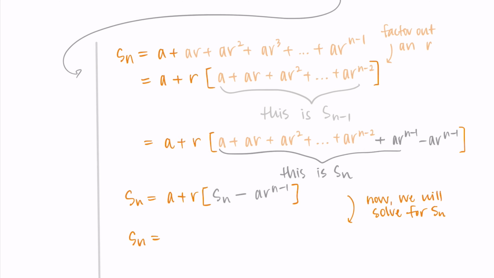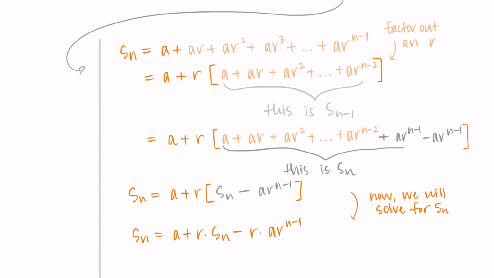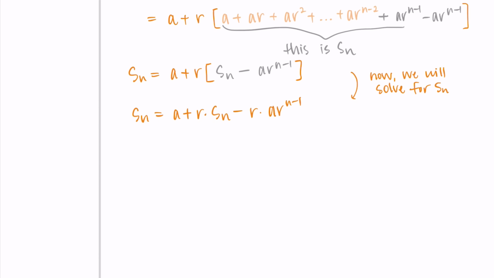So let's distribute the r. I have that the nth partial sum is equal to a plus r times s sub n minus r times a r to the n minus 1. Now when I do this, I'm going to have minus a times r to the n, since we can combine those r's together. And I'm going to collect like terms.